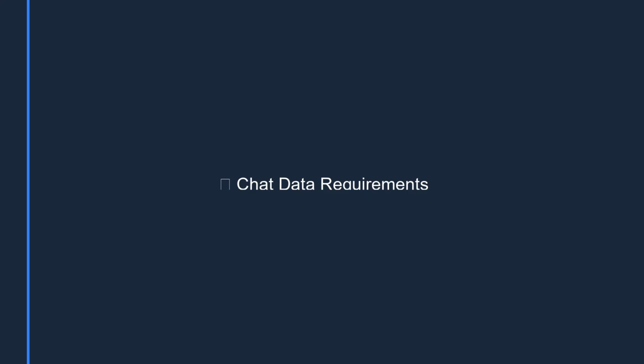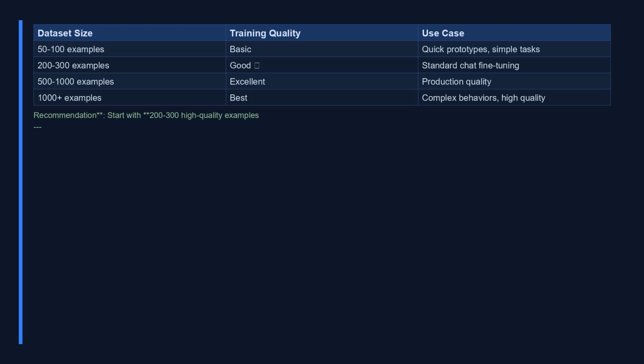Chat data requirements. How much data do you actually need? Here's the honest answer. 50 to 100 examples gets you a working prototype, useful for testing, not for production. 200 to 300 high-quality examples is a sweet spot for standard chat fine-tuning, and that's our target today. 500 to 1,000 pushes you into production-grade territory, and beyond 1,000 you're training complex, nuanced behaviors. The recommendation: start with 200 to 300 examples, nail the quality, and scale from there.